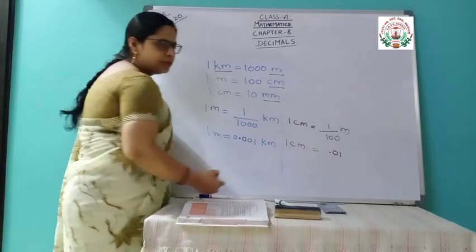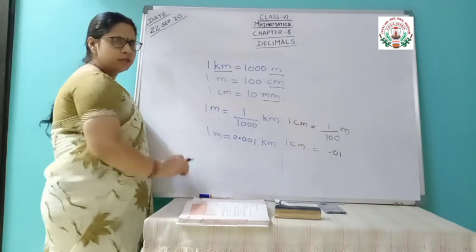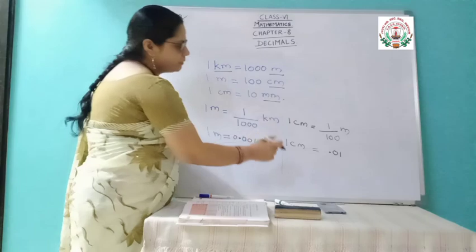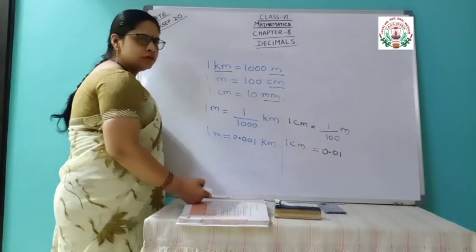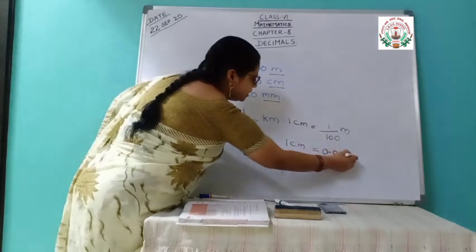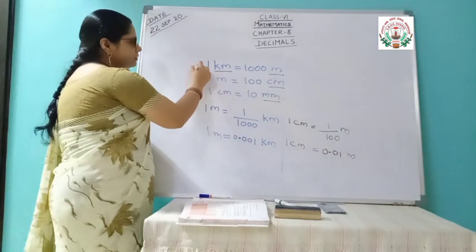So 0.01. These are the 2 digits, 0 and 1. 1 is also 1 digit. So 0 and 1, these are the 2 digits. Before that the decimal will come. And a number cannot start with a decimal, so we are adding a 0 in front. And that is meters. So this is one more conversion.